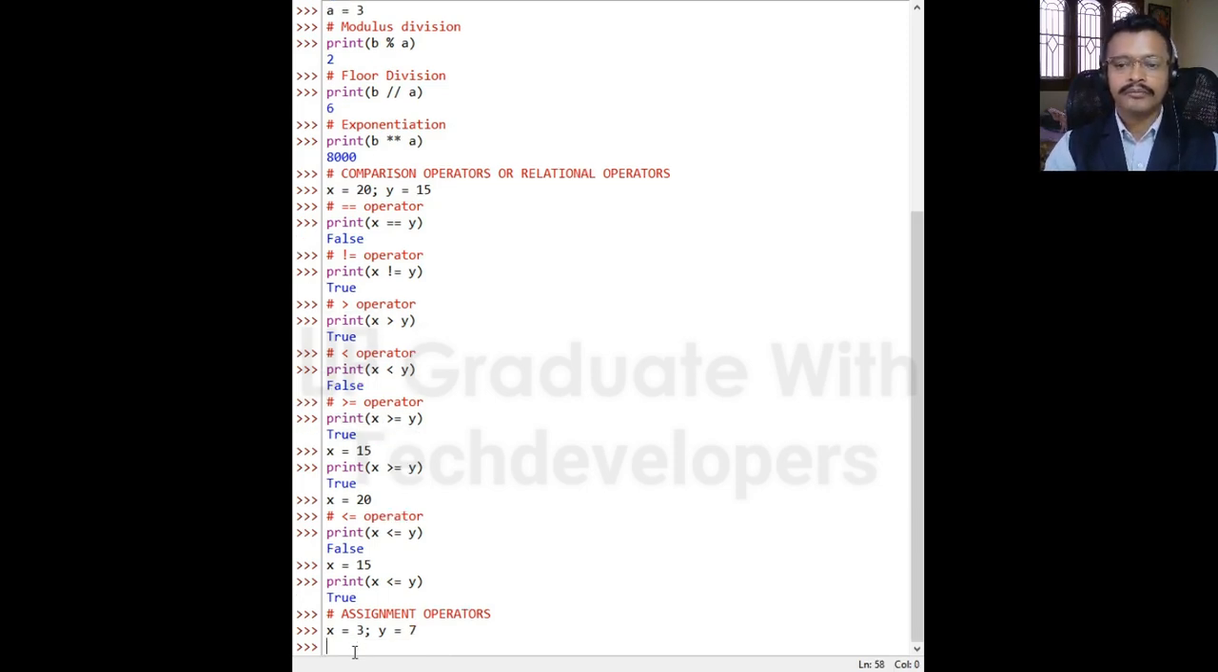Now in assignment operators, the first one is variable assignment, means value assignment, the simple equal symbol. Okay, that is nothing but the assignment operator, just the variable assignment operator.